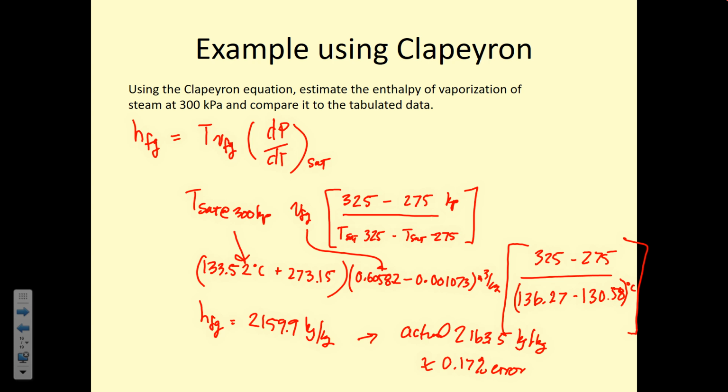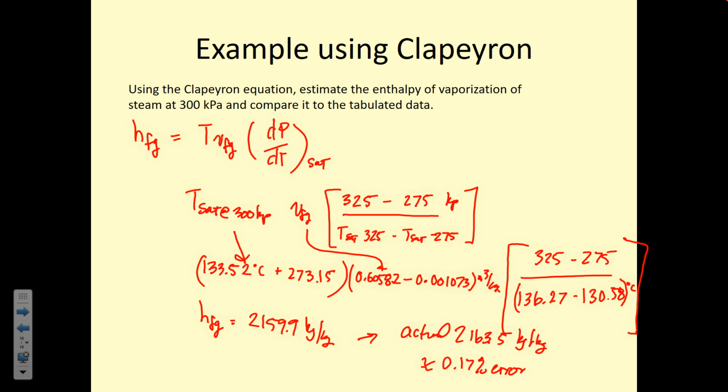Would that error go to zero as our pressure points, as our delta P, delta T went to zero? Yeah, so the further apart they are, the greater the error, because you're assuming it's linear, and it's not necessarily linear. That's 0.17%. It's not 17%. So very, very small error.